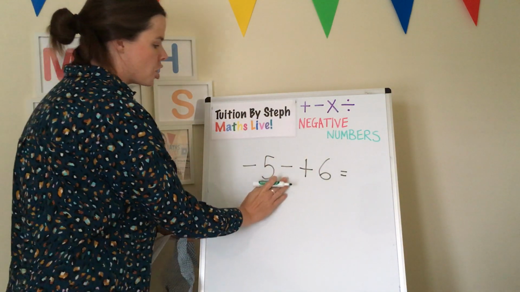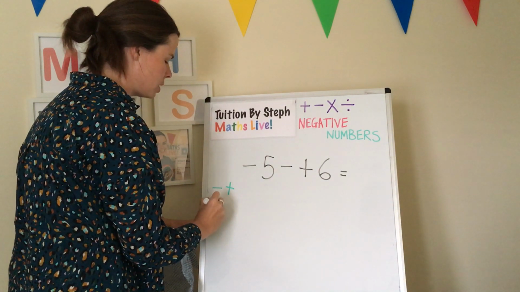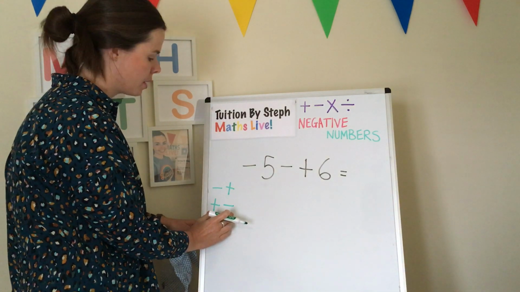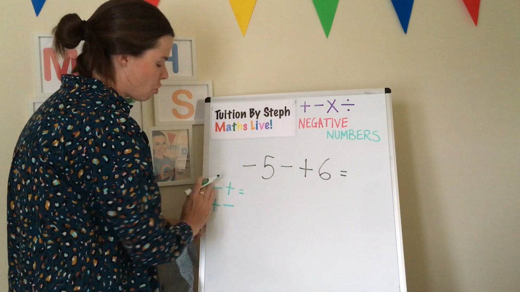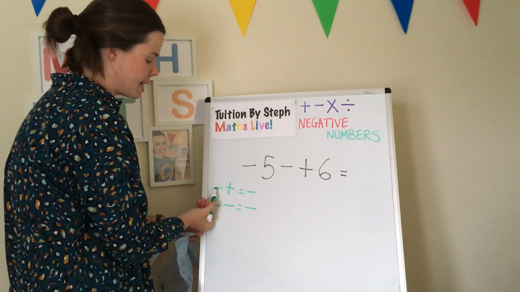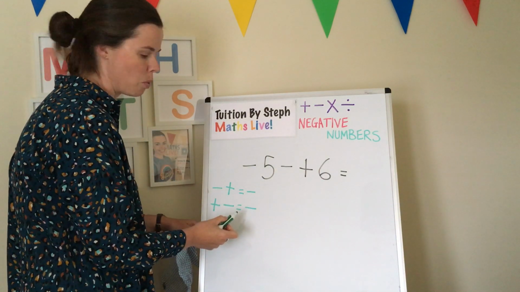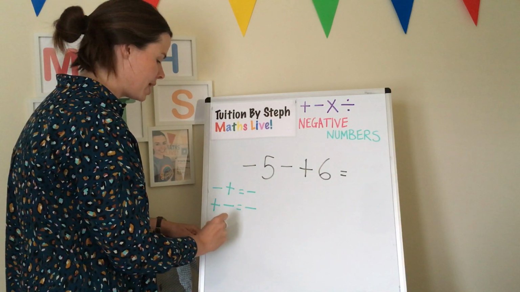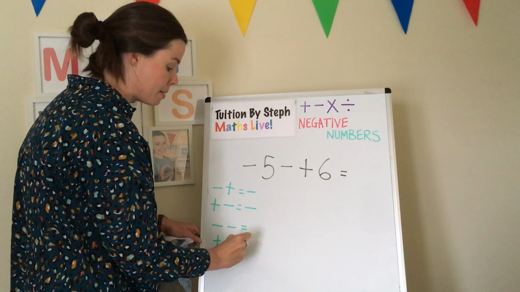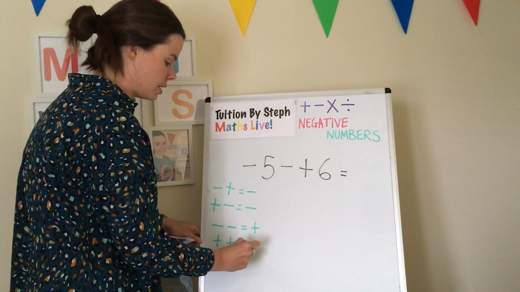If you have a negative and a positive, or a positive and a negative, basically if you have the two different signs next to each other, you can cross them out and it actually means take away. Whereas if you have a negative and a negative, or a positive and a positive, so two of the same signs next to each other, you can change it into a positive.